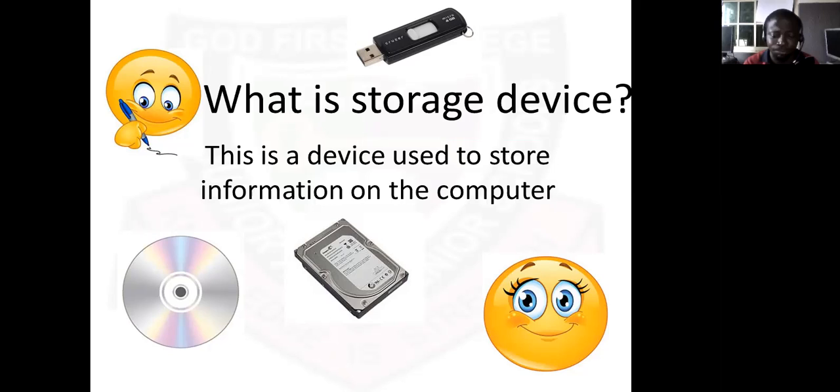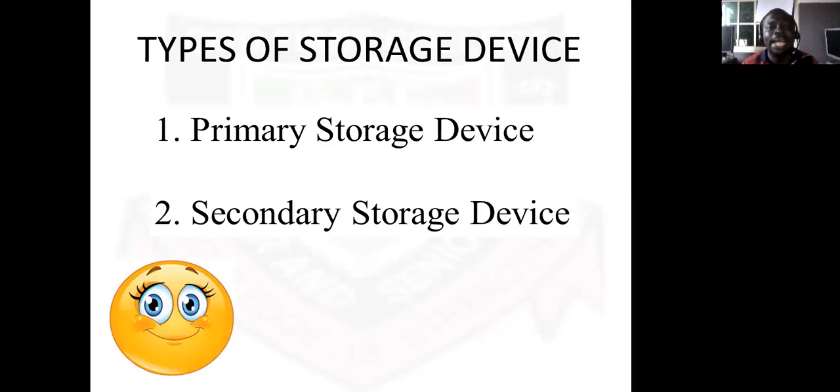Now, let's continue. There are basically two types of storage device. Number one, primary storage device. Number two, secondary storage device. A question came from somebody: you mean primary school storage device? No, it is not a primary school storage device. It is primary storage device and secondary storage device.